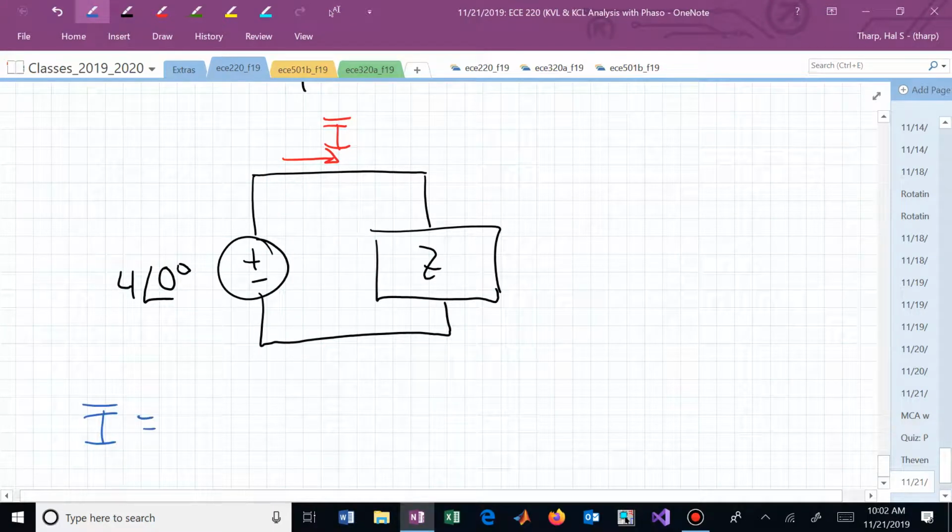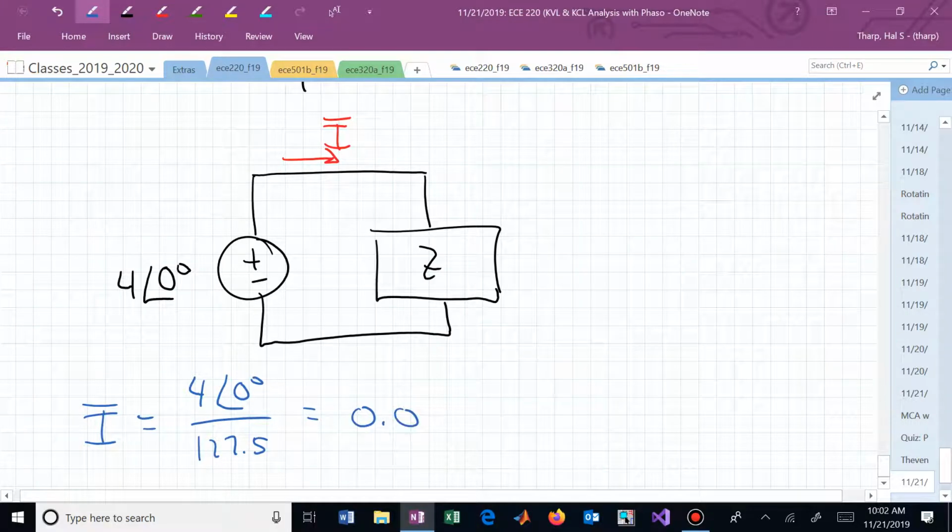The phasor for I is now Ohm's law, V divided by Z, which ends up being 0.0, kind of a pi sitting in there.